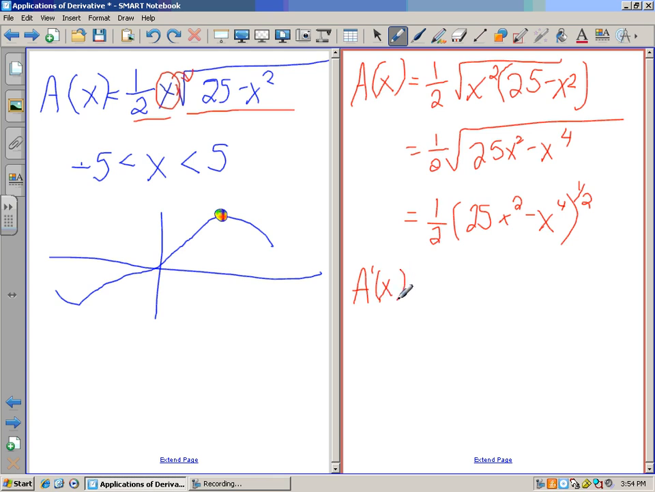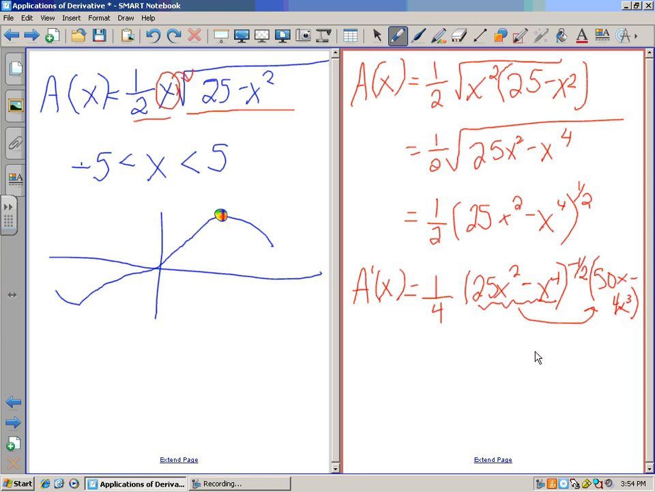I'm going to differentiate. I'm going to multiply the power times the coefficient. I get 1/4 times 25x squared minus x to the 4th to the negative 1/2 power. Am I done? Nope. You need to differentiate the inside. So differentiating the inside is doing the chain rule. So this is 50x minus 4x cubed.